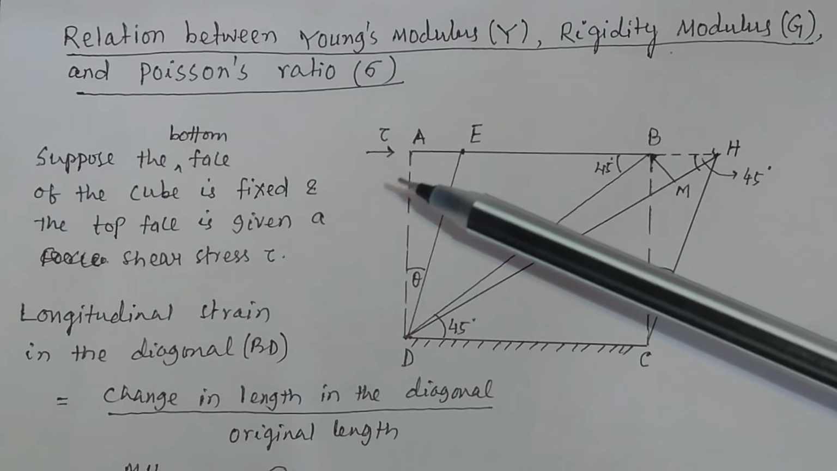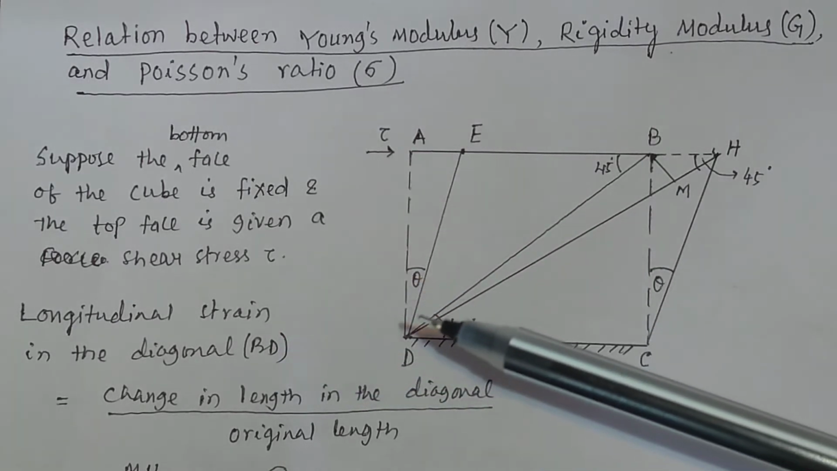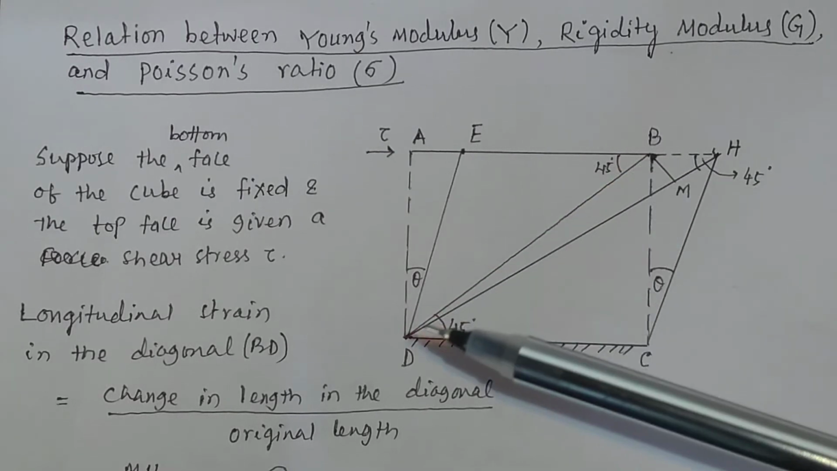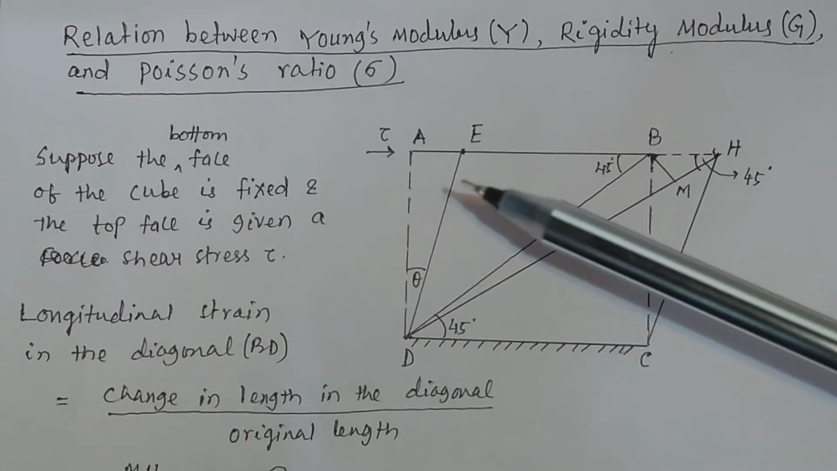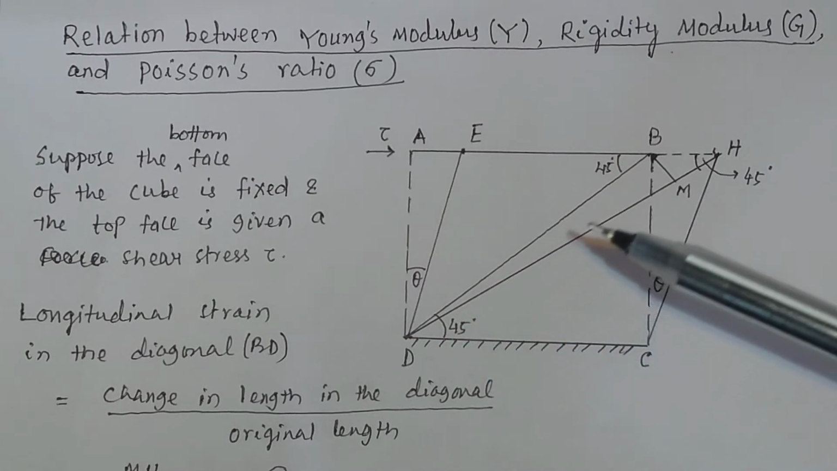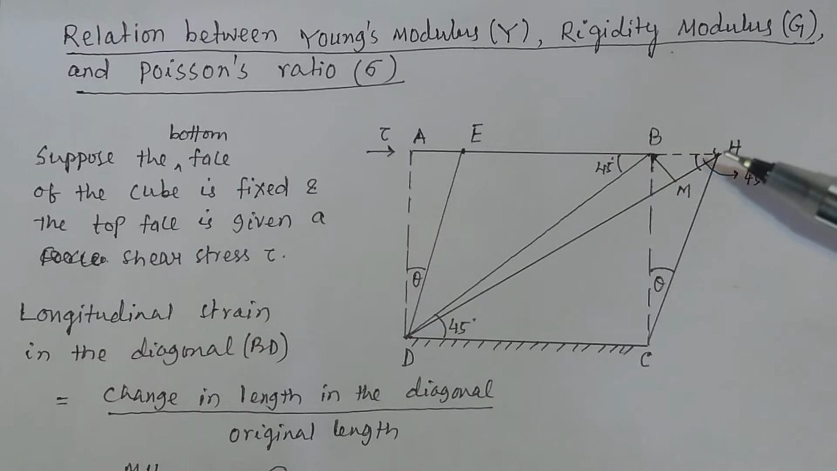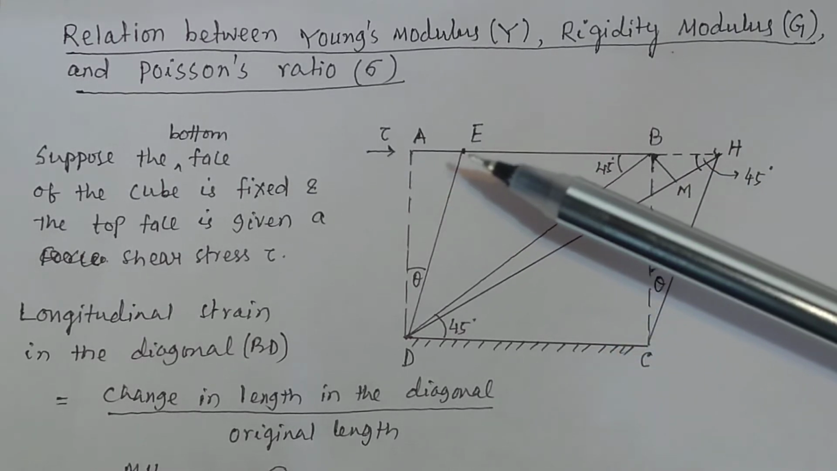Then what is the longitudinal strain in this diagonal BD? Initially you have two diagonals, one is BD and another one is AC, and when you apply a shear stress tau, then this diagonal DB will elongate. You see, this will elongate to DH, and this diagonal AC will be compressed to EC.